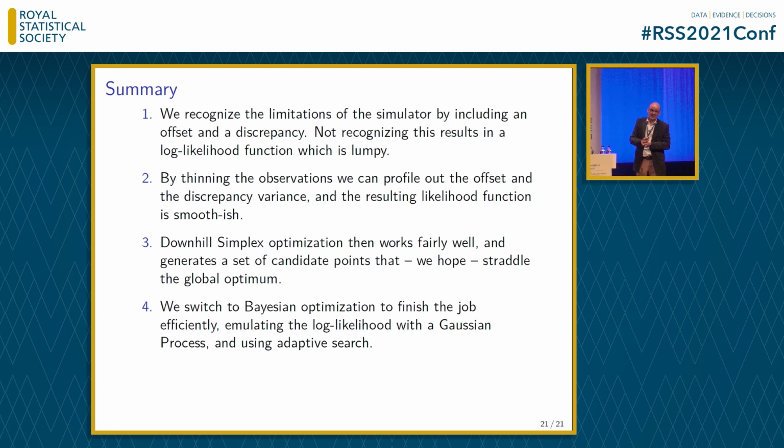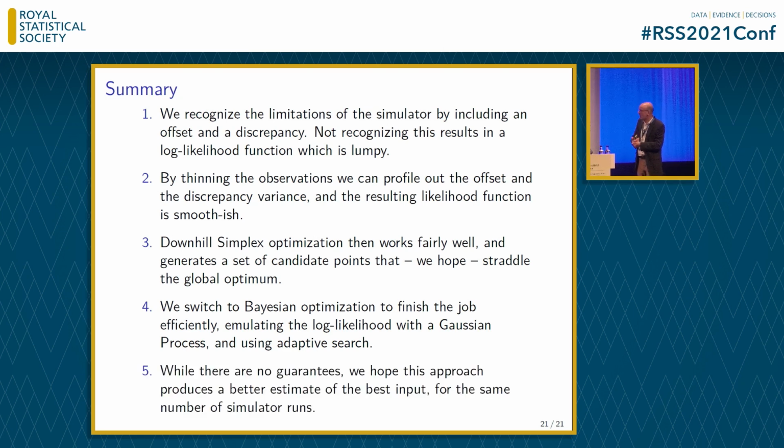We switched to Bayesian optimization in the second stage. That's much less easy to do with the engineering likelihood, which is much more lumpy. Okay? This idea about Bayesian optimization is designed to exploit underlying smoothness in the function that you're trying to minimize. And while there are no guarantees, we hope this approach produces a better estimate of the best input for the same number of simulator runs, even under the original criterion that was used, the mean squared error.